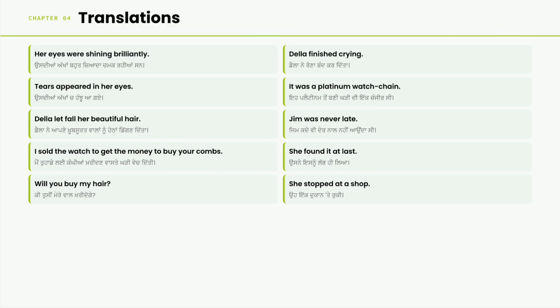Sentence 4. I sold the watch to get the money to buy your combs. Translation. Sentence 5. Will you buy my hair? Translation. Sentence 6. Della finished crying. Translation. Sentence 7. It was a platinum watch chain. Translation.